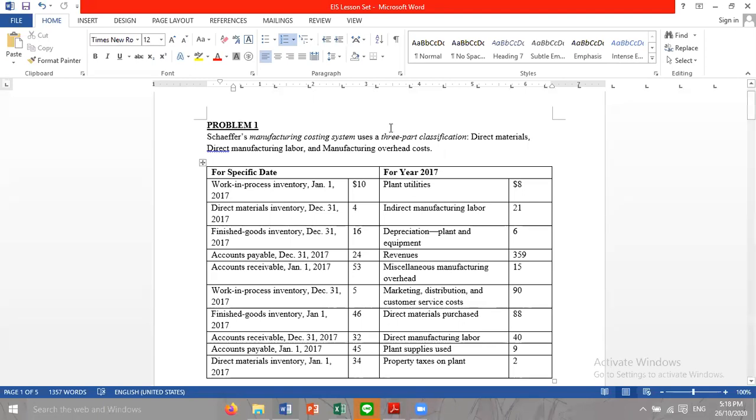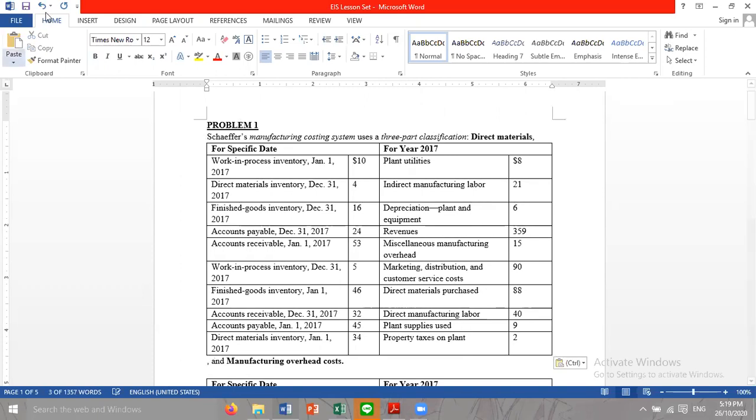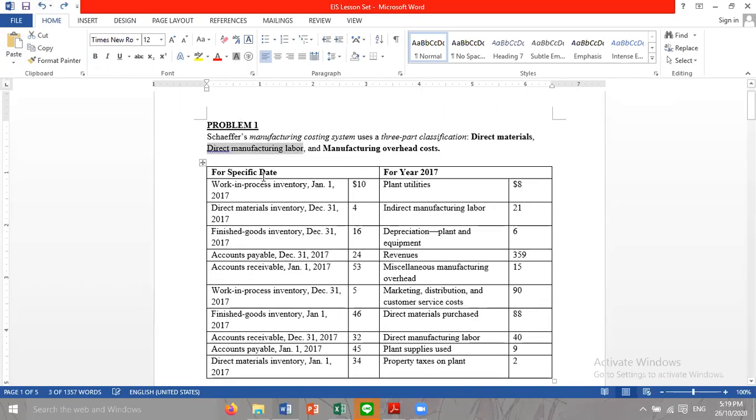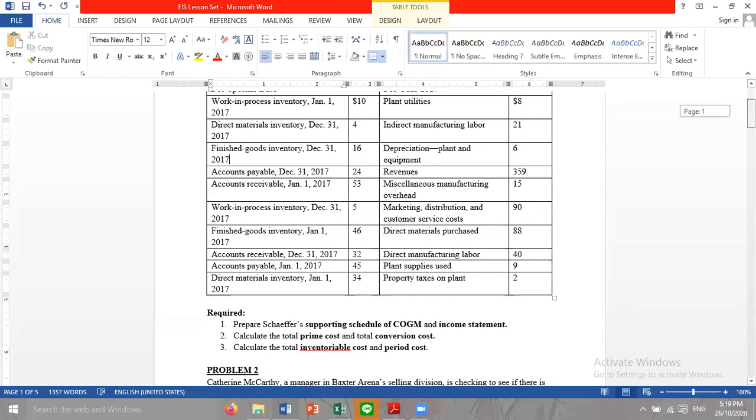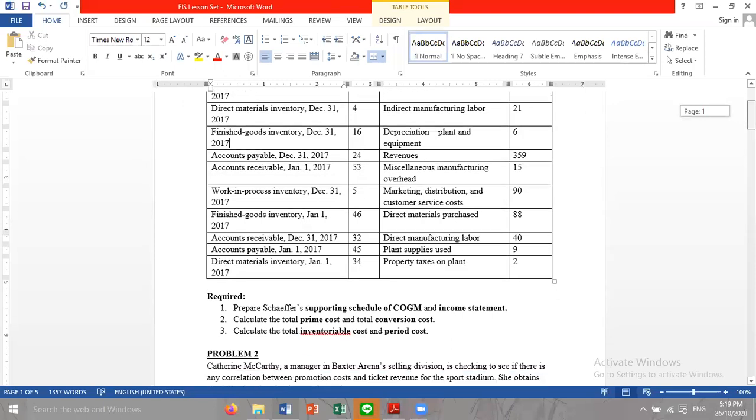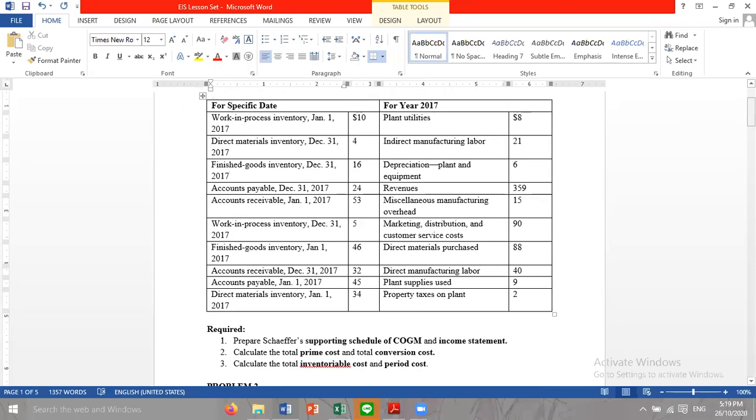Okay, so problem one. Schaefer's manufacturing costing system uses a three-part classification: direct materials, direct manufacturing labor, and manufacturing overhead costs. What this means is that Schaefer divides costs into three distinct categories, which is direct manufacturing labor, direct materials, and manufacturing overhead costs. Then we have a set of data here, which is like beginning inventory, ending inventory, etc. And here are the questions required.